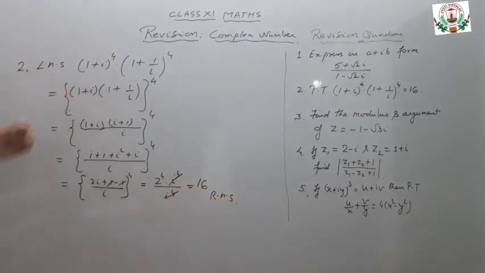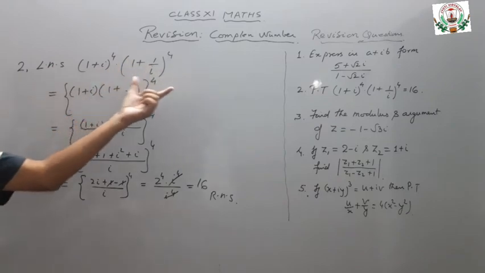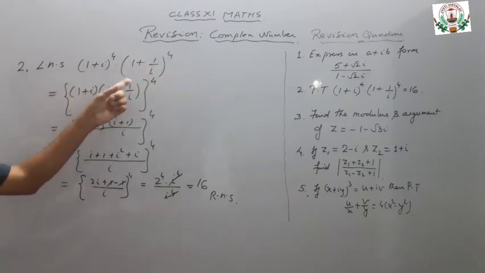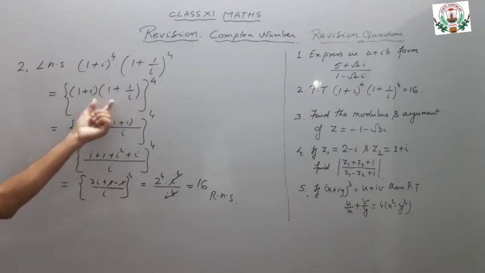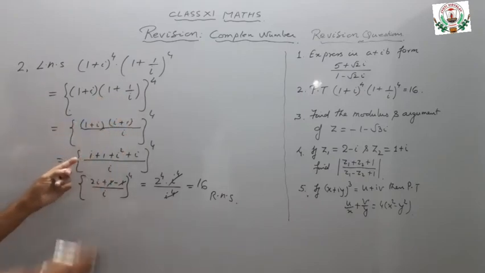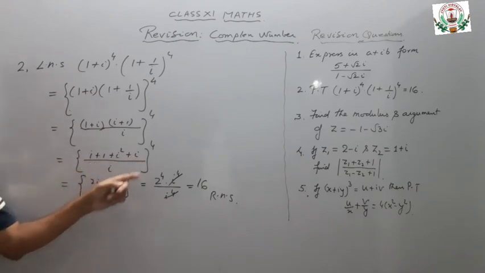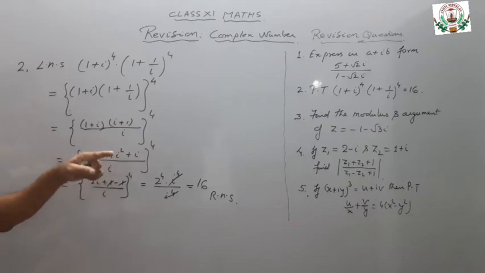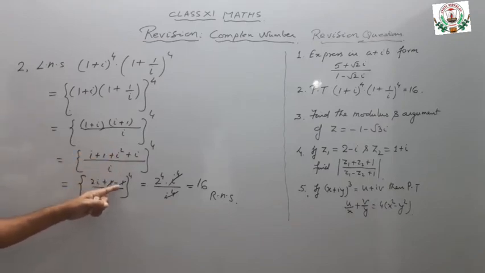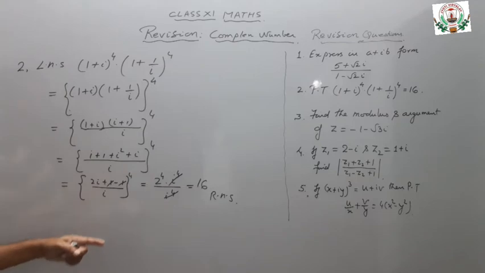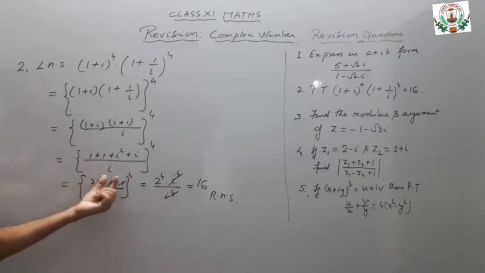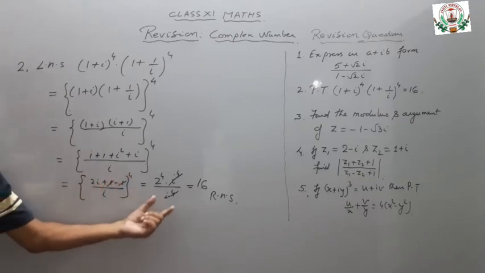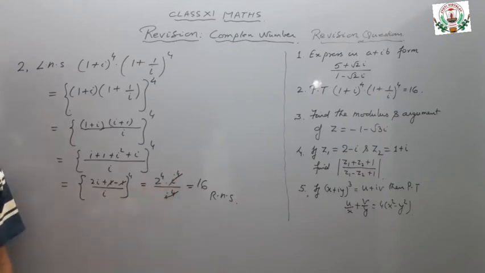Okay? Both the powers are same. So (1 plus i)(1 plus 1 upon i) whole to the power 4. Take LCM as i. It will become i plus 1, open the bracket, i plus 1 plus i square plus i, 2i, 1 plus i square value is minus 1. So I have substituted here minus 1, plus 1 and minus 1 cancel out. Open the bracket, 2 to the power 4, i to the power 4 upon i to the power 4, this will be cancelled out. So 2 to the power 4 is 16. That is our RHS.